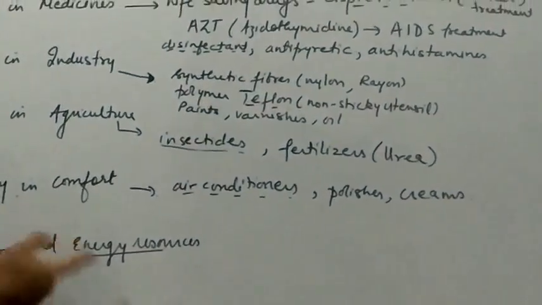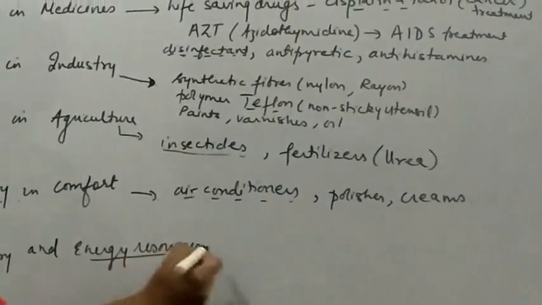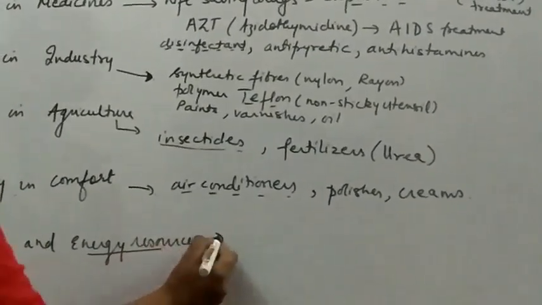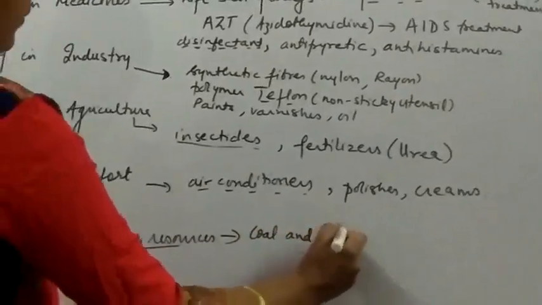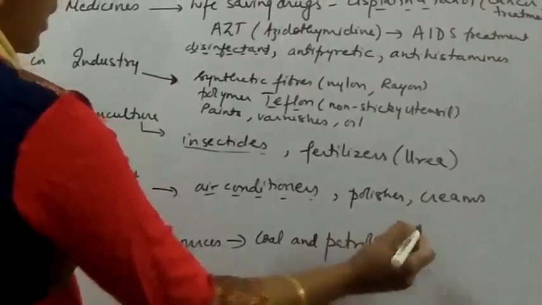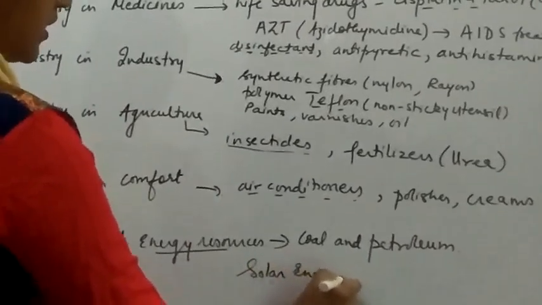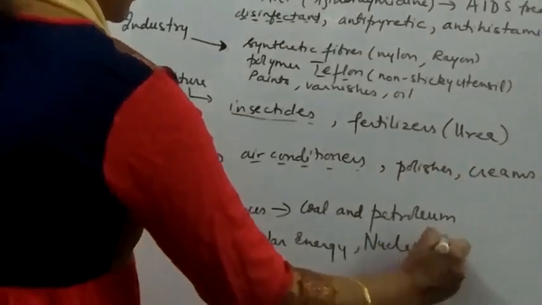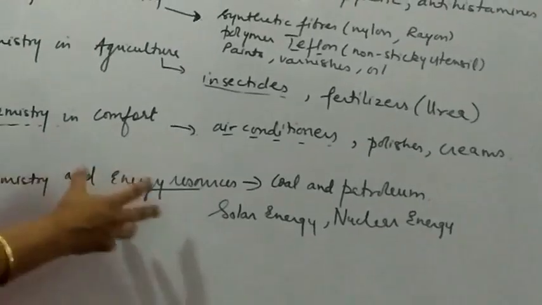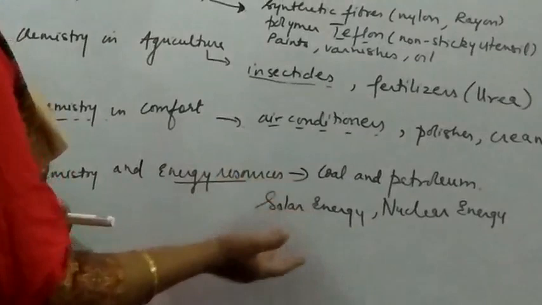Then comes chemistry and energy resources, right? The common energy resources, or we can say the traditional ones, are coal and petroleum. Now with the help of chemistry, solar energy and nuclear energy are being worked upon to be the future energy resources, though we are still using them, but not on a large scale.